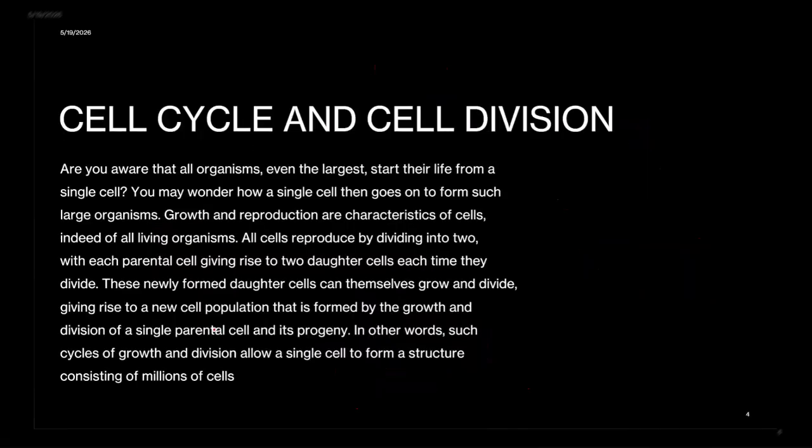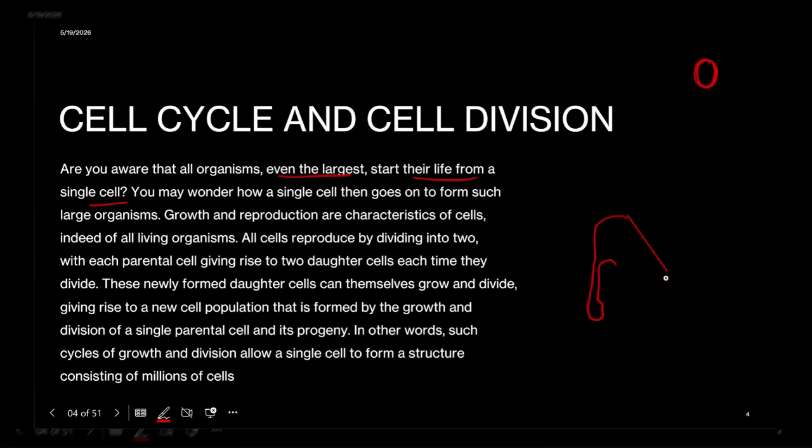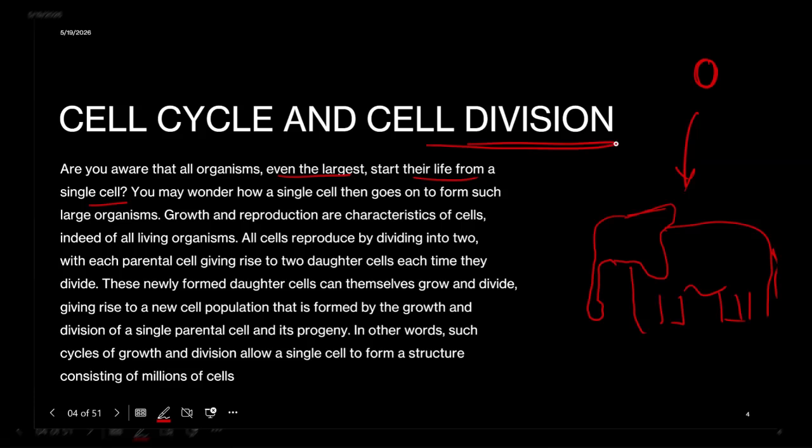So this is the paragraph from NCERT, what it has written. Let's see. Are you aware that all organisms, even the largest, start their life from a single cell? Yes. Now, if all the organisms are starting from a single cell, how are they forming a huge animal? Let's say I am trying to make an elephant. So this huge animal formed from a single cell, right? How is that possible that from a single cell, this huge organism is formed? This is because of cell division, that regularly these cells are dividing and forming the organism.